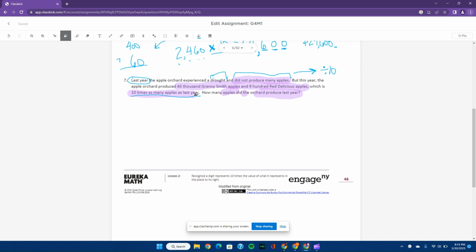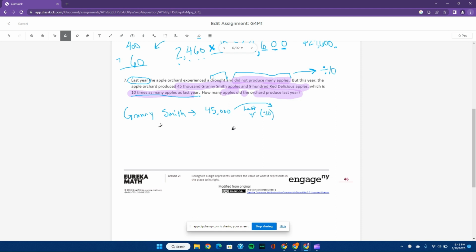So last year was not great. This year is clearly much better. So we're going to take the Granny Smith apples, and it tells us that there were 45,000 of them this year. But to get to last year, that's just what this arrow is going to show, I'm not going to multiply by 10. I'm actually going to divide by 10.